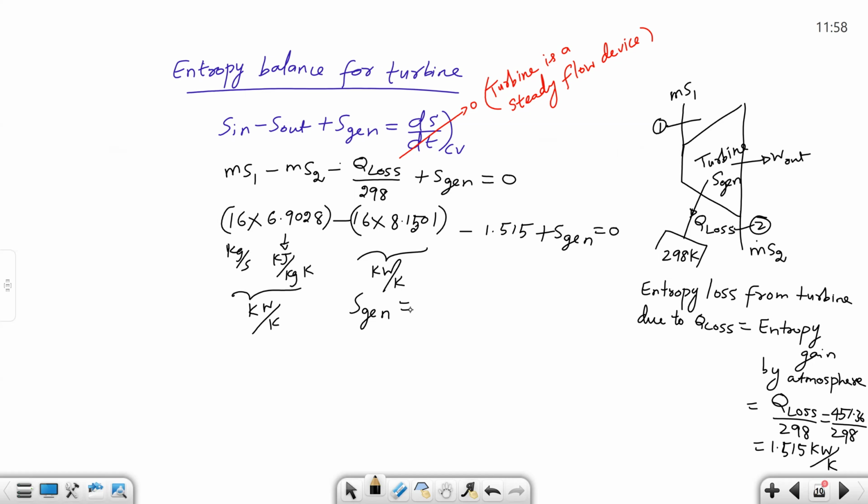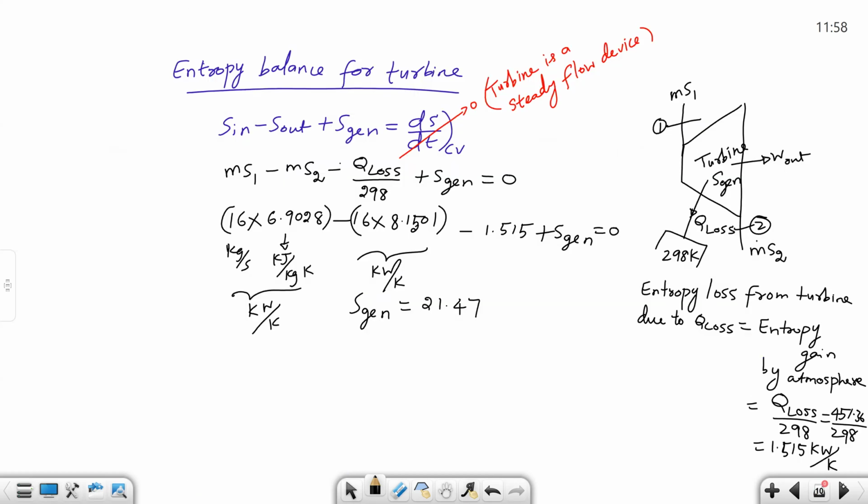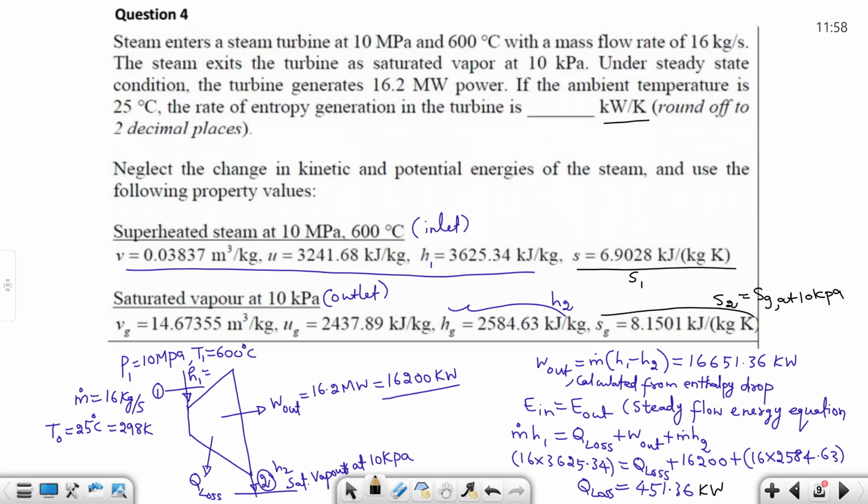So it is 21.47. Let's see how much it is rounded up to 2 decimal places. So 21.47 kilowatt per Kelvin. So entropy generation is 21.47 kilowatt per Kelvin. So you should have a proper systematic understanding, without which this kind of problem will not be solved that easily.